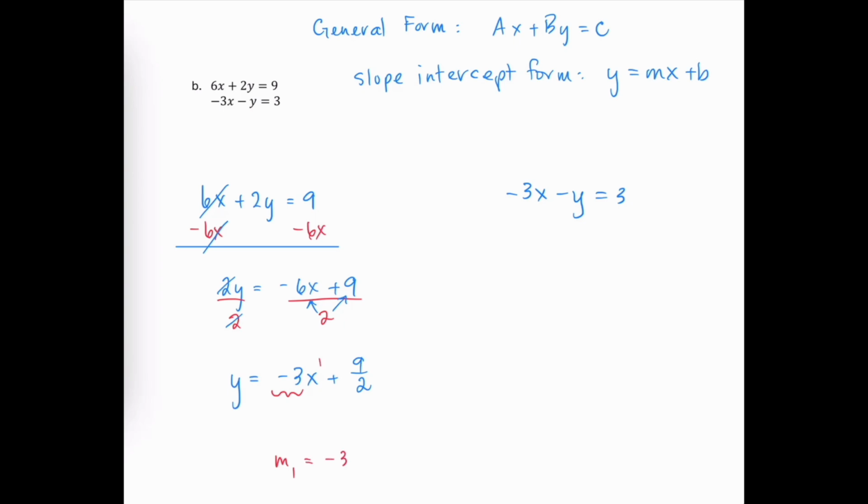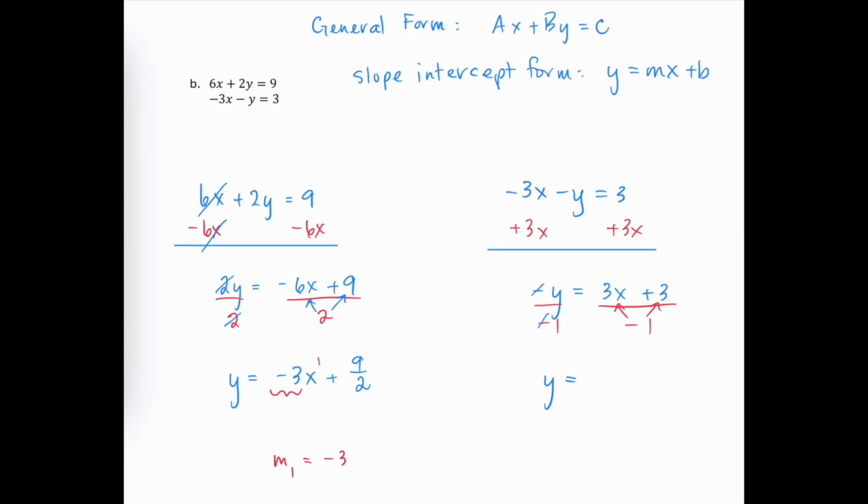So now let's solve for y in the second equation, and we'll start by adding 3x to both sides. So we have negative y is equal to 3x plus 3. And to completely solve for y, we'll divide both sides by negative 1. The negatives then cancel out on the left, and we have y is equal to, the negative 1 needs to be divided into both terms in the numerator of the right-hand side, and we end up with negative 3x minus 3, and again, the slope of this second line is also negative 3.